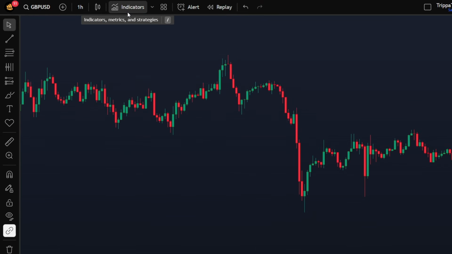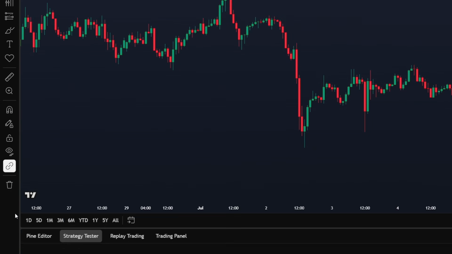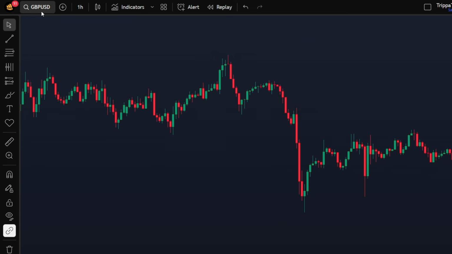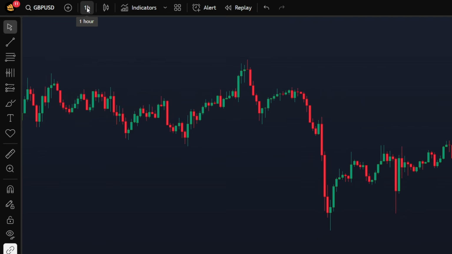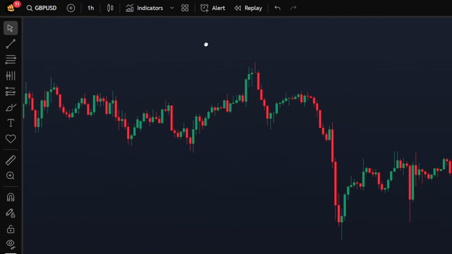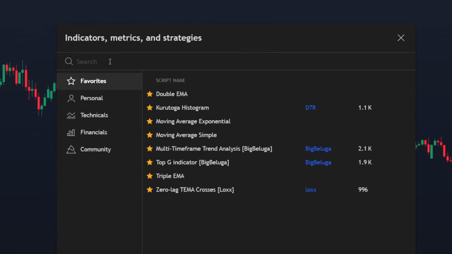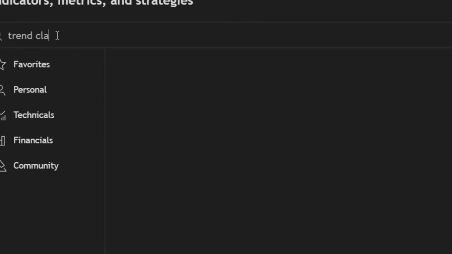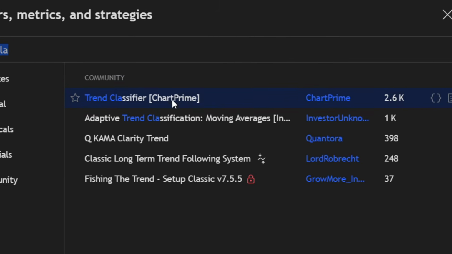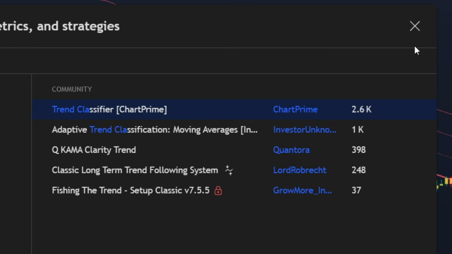Let's quickly add the indicator to the trading chart. I'm going to be using TradingView throughout the video. I have a GBP USD trading chart open on a 1-hour time frame. First, let's add it to the chart. Click on Indicators at the top and type in Trend Classifier. You'll see the one created by ChartPrime. This is the one you want. Click to add it and it will show on your trading chart.